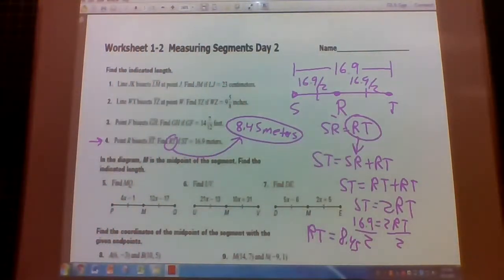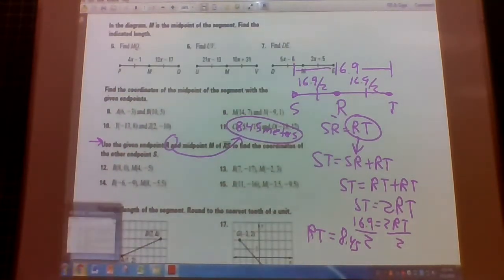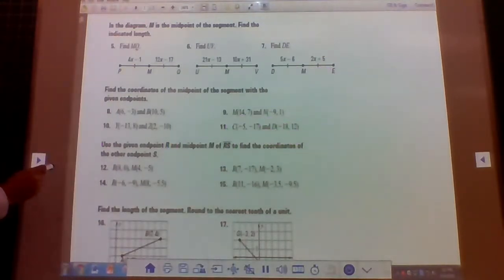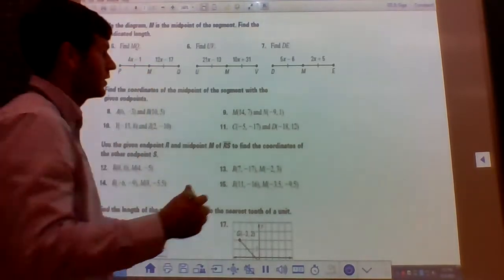All right, in the diagram, M is the midpoint of the segment. Find the indicated length. So M is the midpoint. We have to find the length of MQ. We're going to need to use the midpoint. So here, M is the midpoint. That means PM is equal to MQ.